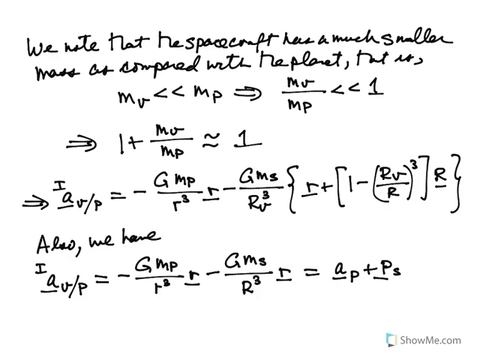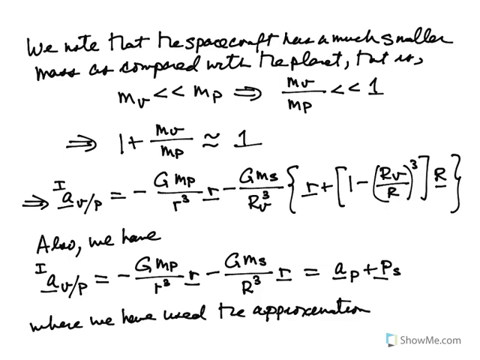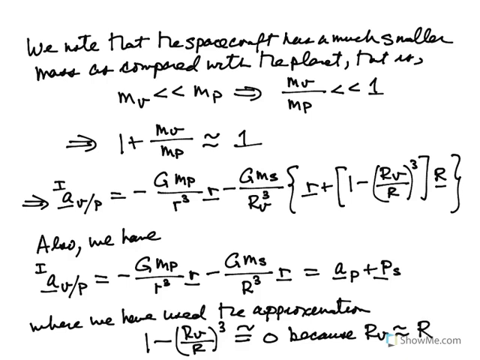Now this last result comes from the fact that the approximation is that 1 minus RV all divided by R cubed is approximately 0 because RV is approximately R. So as a result of that, that term just disappears. So this term winds up being approximately 0, which is where we wind up getting this result right here.